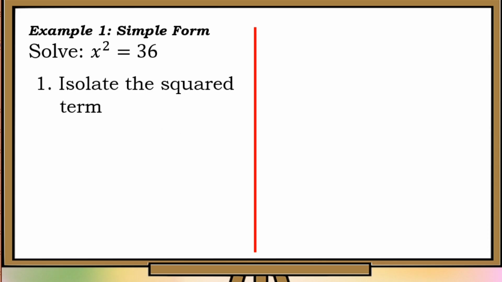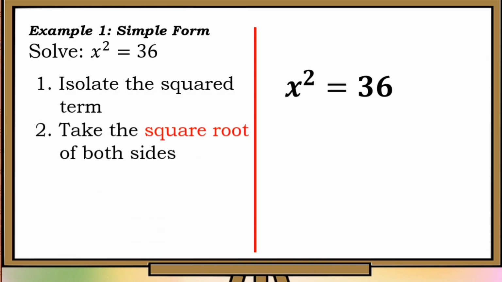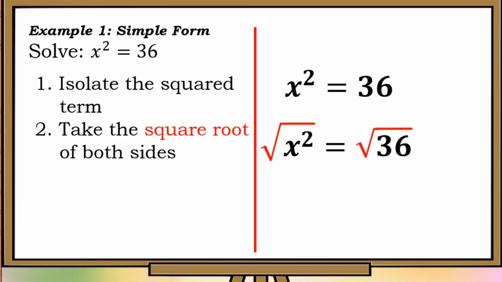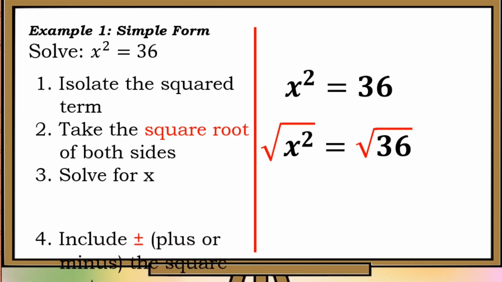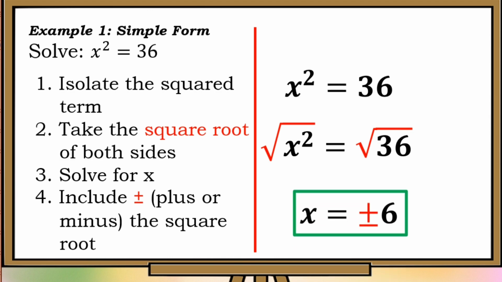But to follow the steps, first, step 1, isolate the squared term. Since we have already isolated the squared term, which is x squared equals 36, we're done with step 1. Next, number 2, take the square root of both sides. Then, after getting the square root of both sides, solve for x and include positive or negative the square root. So therefore, x is equal to positive or negative 6.